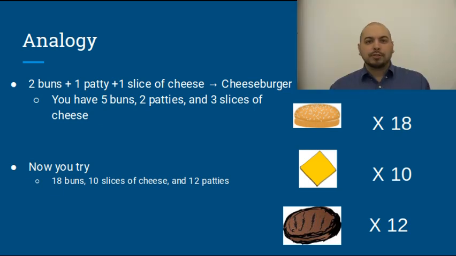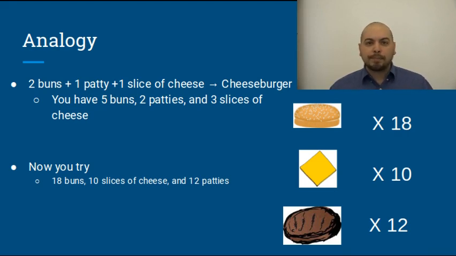Okay, so now you've had a second to solve it. With 18 buns, we can make 9 hamburgers. With 10 slices of cheese, we can make 10 cheeseburgers. And with 12 patties, we could make 12 cheeseburgers. This means that with the 18 buns, we can make the fewest. This means that the number of buns, or the buns themselves, are our limiting reactant.